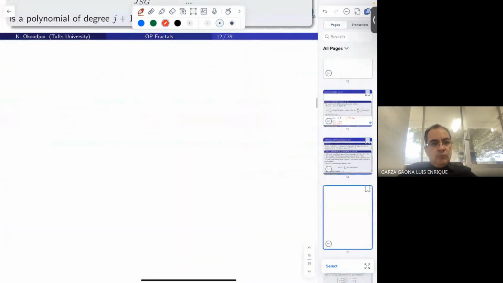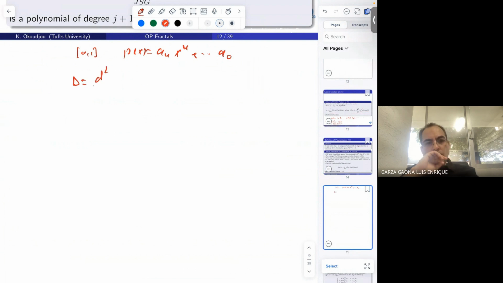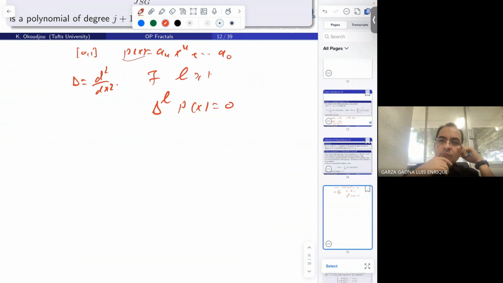Maybe I should add another page to show you why this makes sense. So let's just consider a polynomial on the unit interval. Let's take 0, 1, and let's look at p of x equal to a_n x to the power n plus all the way to a_0. We know what a polynomial is, just a combination of monomials, but you can agree with me that if I take the Laplacian to be the second derivative, d squared over dx squared, then there exists an integer L so that if I apply the Laplacian L times to this function p of x, I'm going to get 0. In fact, I know exactly what this is going to be, because if I only take n plus 1 derivatives of this polynomial, I'm going to get 0.